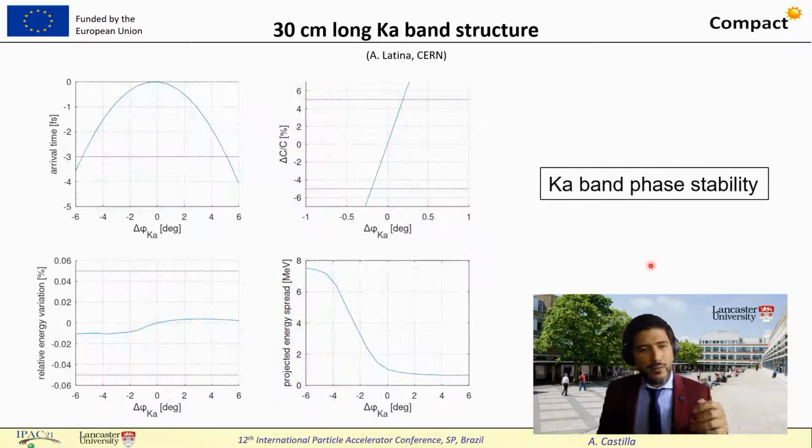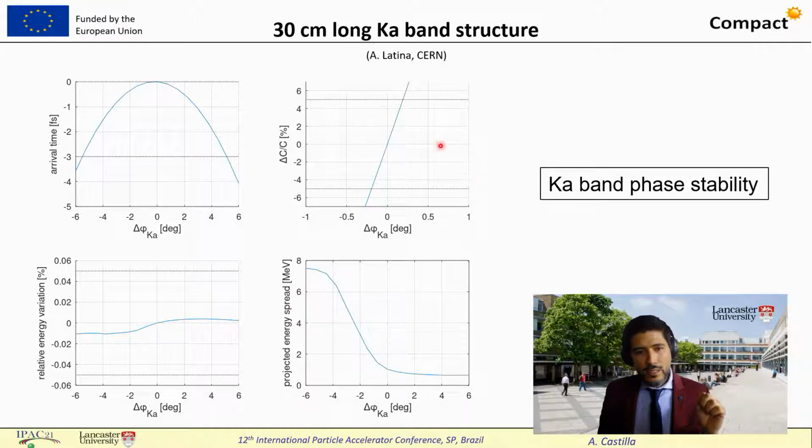So we have seen now that we really need a linearizer. We cannot get rid of having one in our machine. So now let's do a little bit of a further study using this optimized lattice with the K-band of what are the actual stability requirements for the K-band. And in here we are scanning the phase of the linearizer, and we are looking at different things like the arrival time, the charge distribution, the energy spread, and the energy variation.